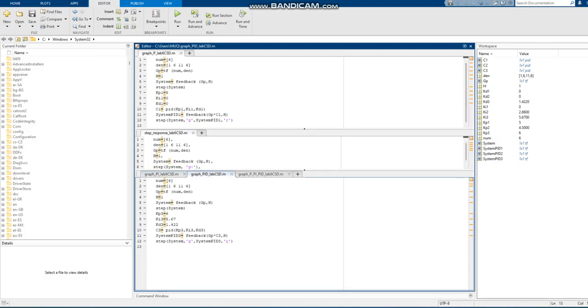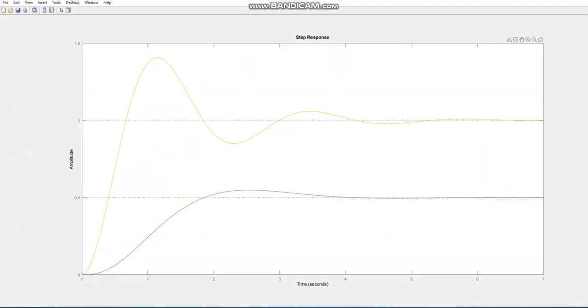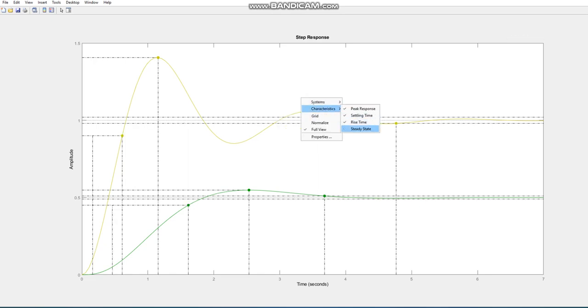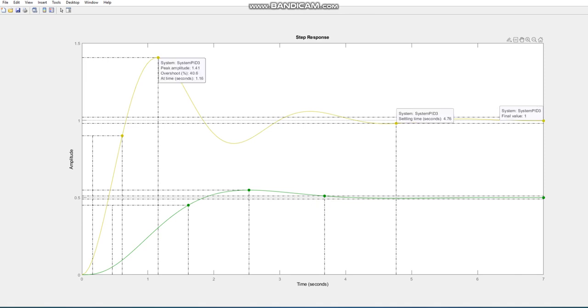So let's look at the PID graph. This is the PID graph. The steady state is 1. The settling time is 4.06. The peak time is at 1.16 seconds, and the rise time is 0.5.